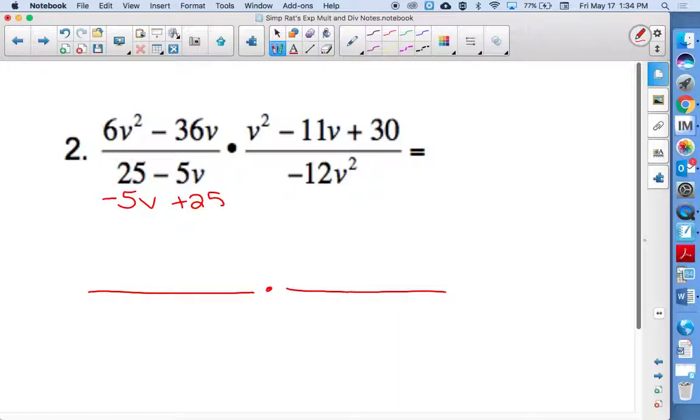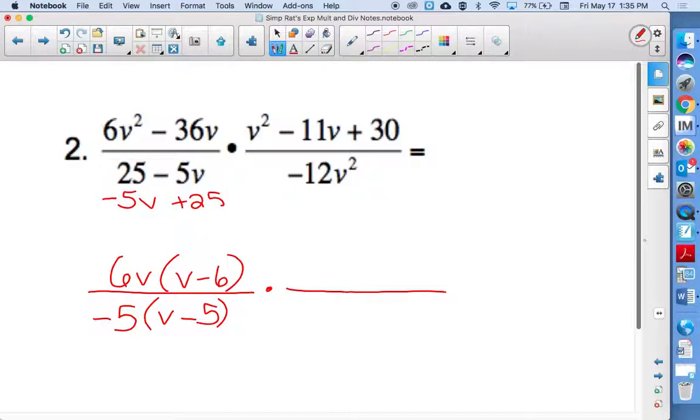So factor first, and then cancel any terms that they have in common. What could you factor out of the top left? 6b? And how about the bottom left? Yeah, let's take out the negative 5, so that once you have it in parentheses, the v is positive. So taking out a negative 5 gives us a positive v. It was a positive 25, taking out the negative 5 gives us a negative 5. So v minus 5, since you're pulling out the negative.